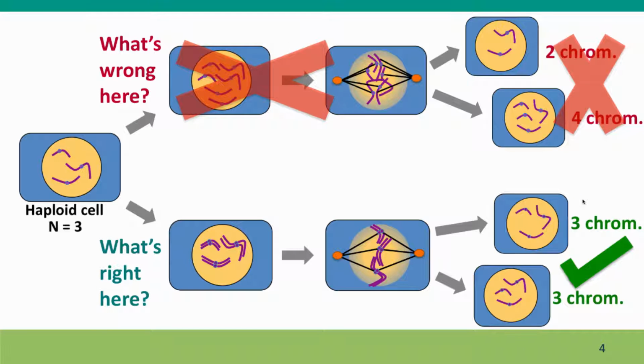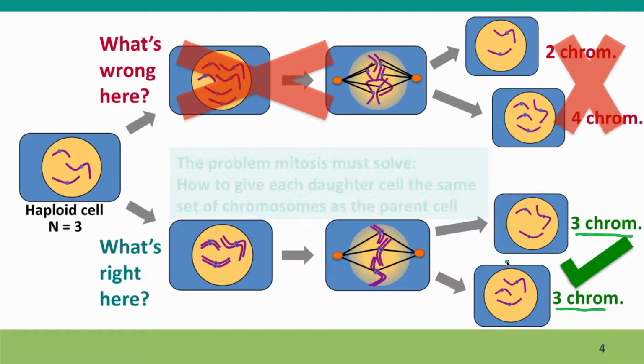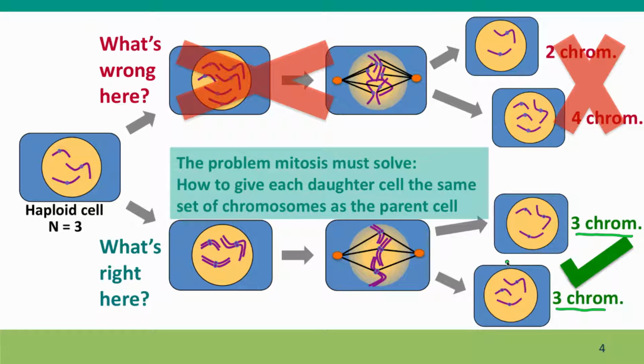Now, here's the slide from the previous lecture where we clarified what mitosis has to accomplish. If things go wrong, the daughter cells end up with different numbers of chromosomes than each other, and most importantly, different numbers of chromosomes than the parent cell. When mitosis is done right, the daughter cells have the same number of chromosomes and the same kind of chromosomes, the same homologs, as the parent cell. So the problem that mitosis must solve is how to bring this situation about, how to give each daughter cell the same set of chromosomes that the parent cell has.